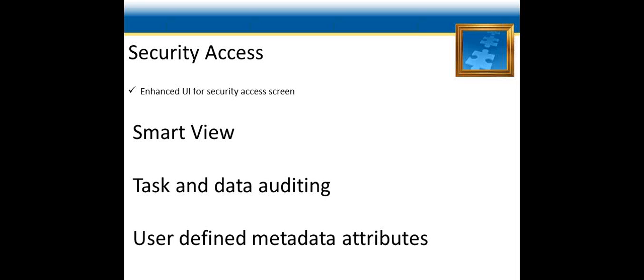The next feature is user-defined metadata attributes. In metadata, the maximum limit of characters for the user-defined 1, 2, and 3 attributes has increased to 256 characters. This applies to user-defined attributes for the accounts, custom, entities, and scenario dimensions.